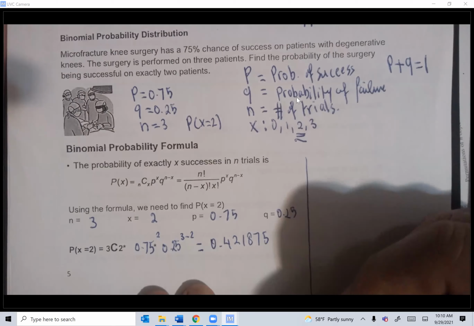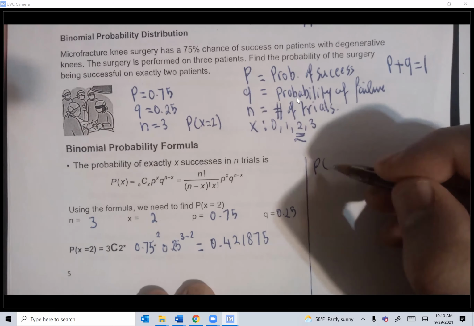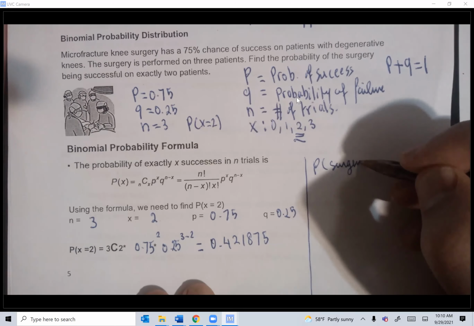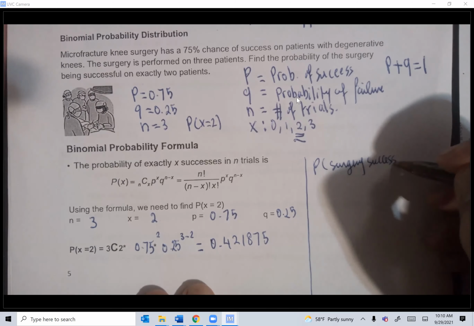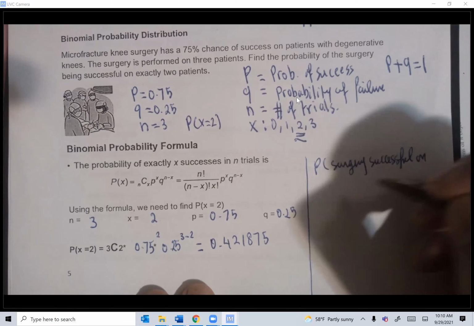Let me just do this on the side. Probability of surgery successful on 1 patient only.